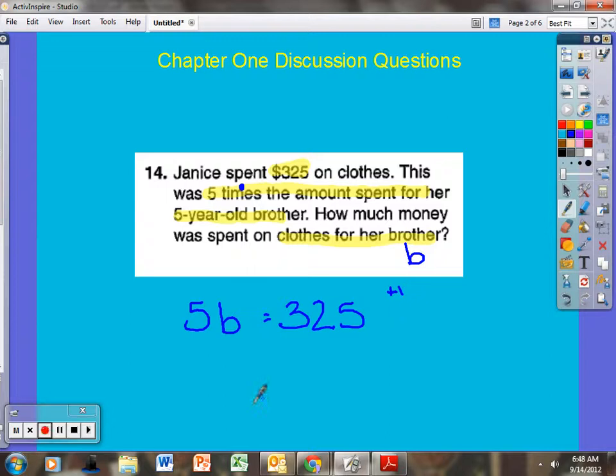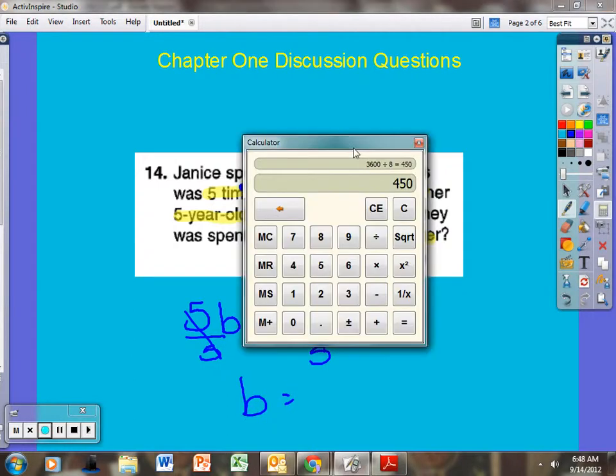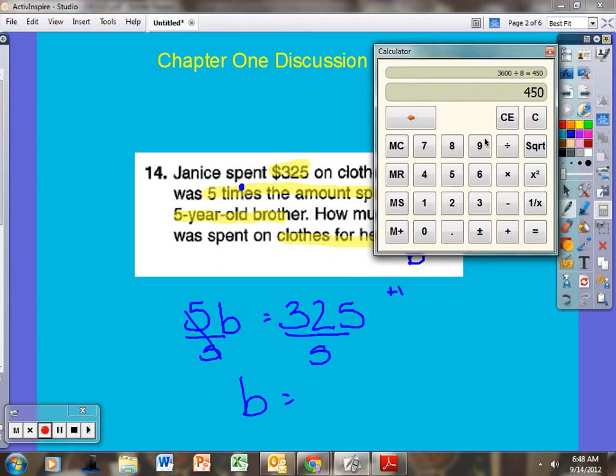Hip, hip, hooray. I want to evaluate for 1B, not 5B's. So I'm going to divide both sides by 5. So I'm just left with essentially 1B over here. Divide by 5. I get B is equal to, again, you have a calculator, use it. You can use your head, I like that better, but then check with your calculator. 325 divided into 5 equal parts gives me $65. Poor little brother only had $65 spent on him. That won't even get you a pair of shoes anymore.